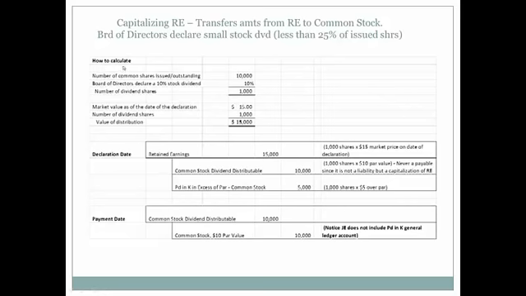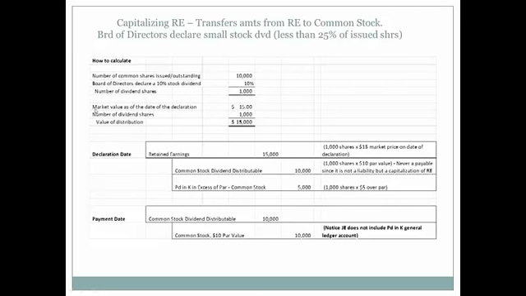So how do we calculate this? Well, first of all, you need to look at the number of common shares issued and outstanding. And in this example, it's 10,000 shares. So the board of directors declare a 10% stock dividend. So this means that every shareholder is going to get 10% more stock. And so this will be the stock dividend. 10% means that the number of dividend shares that will be issued will be 1,000 shares.